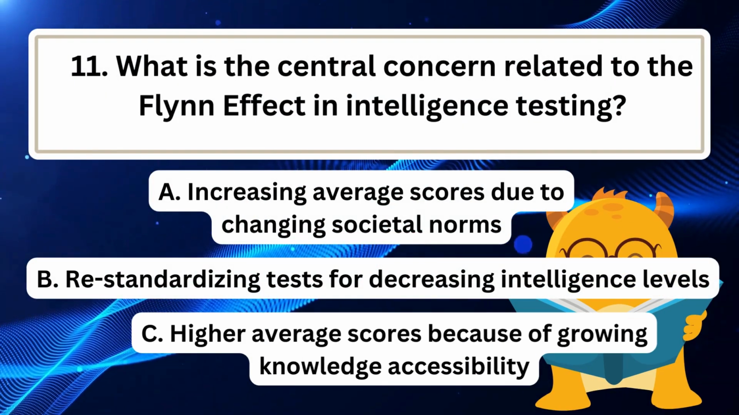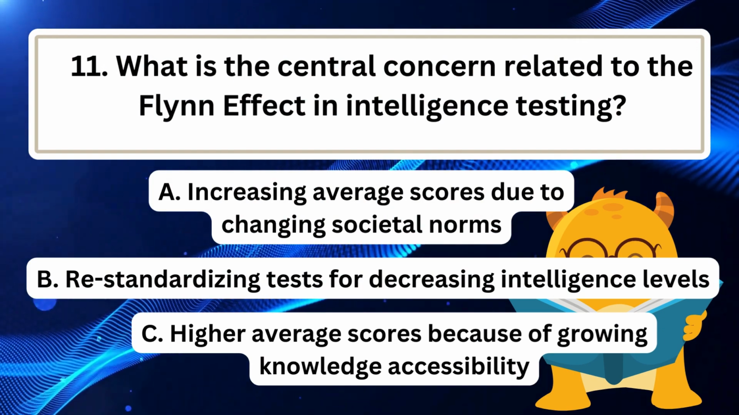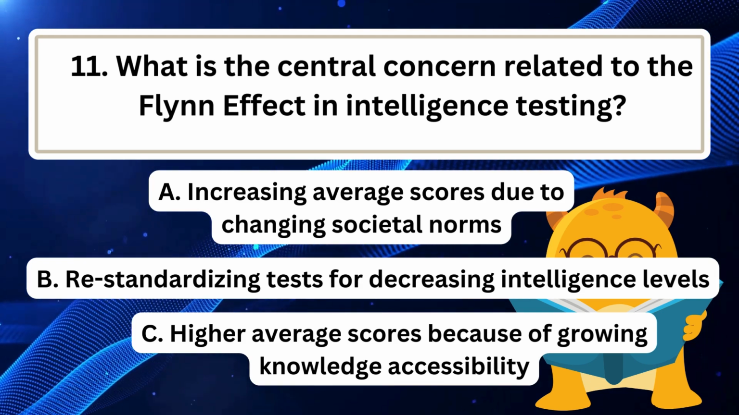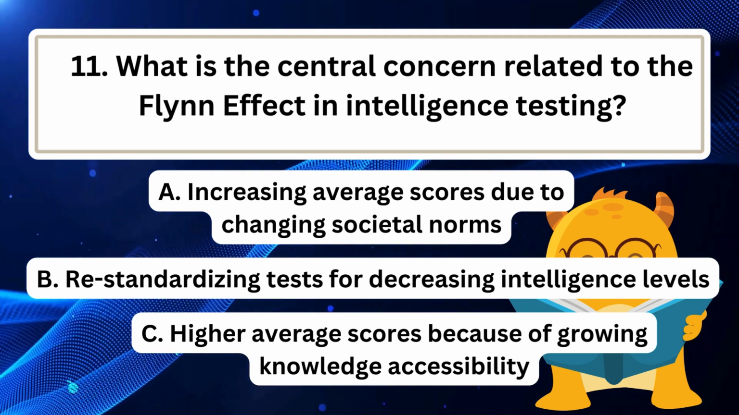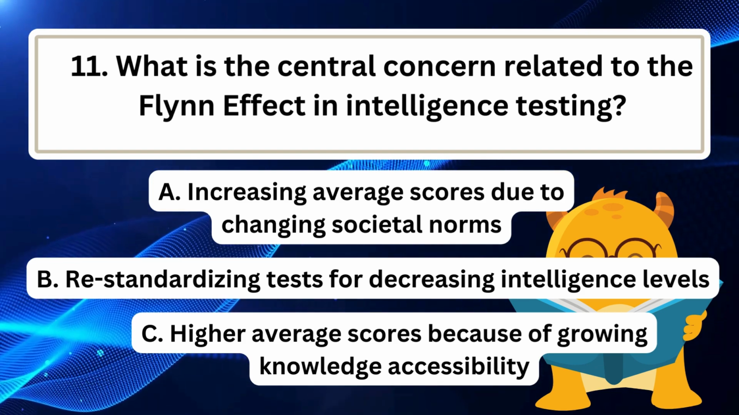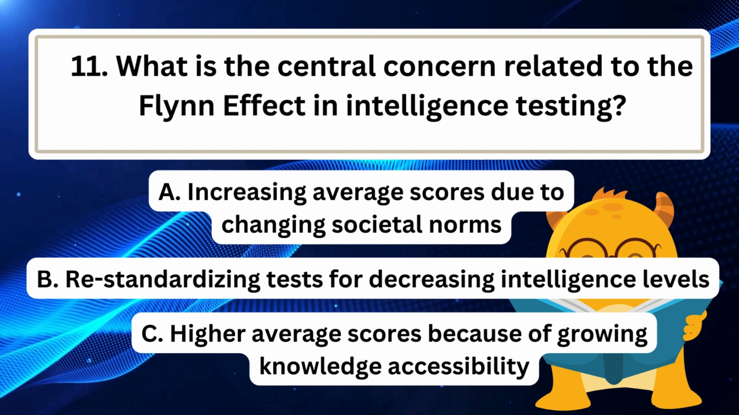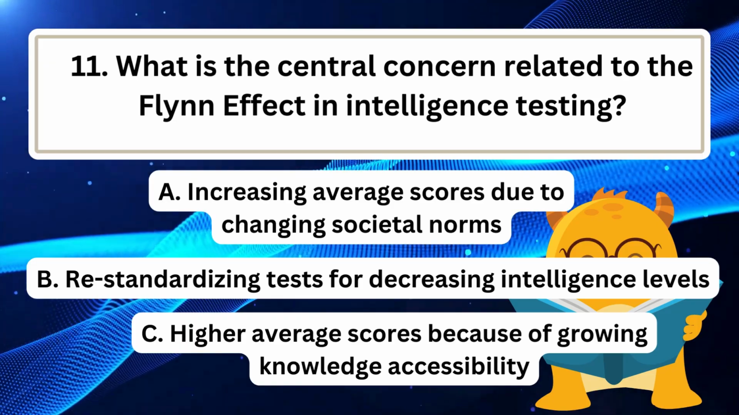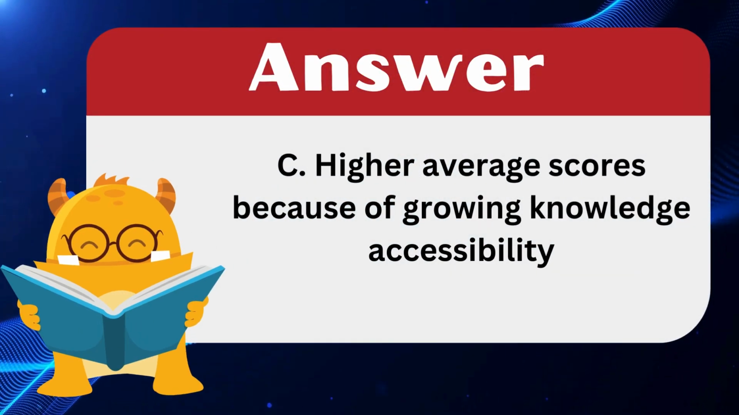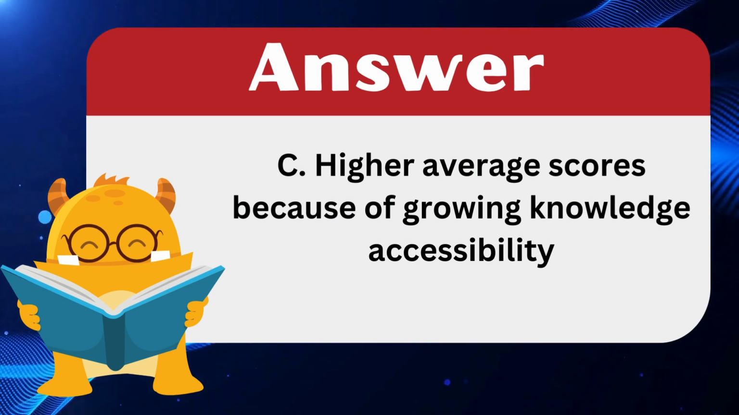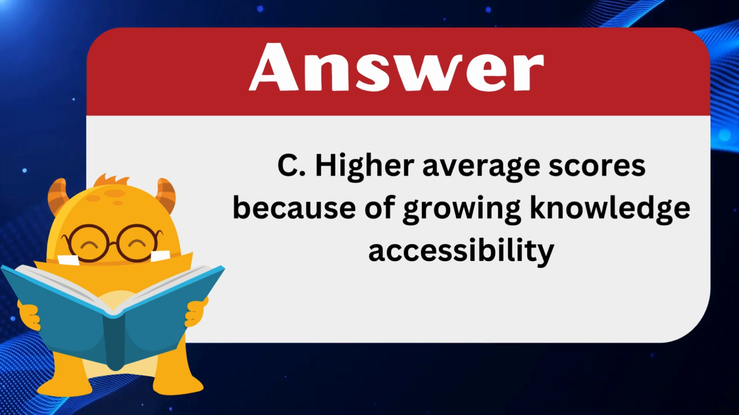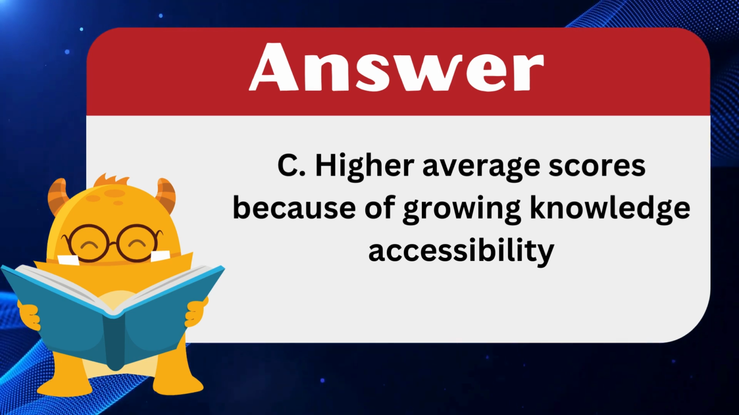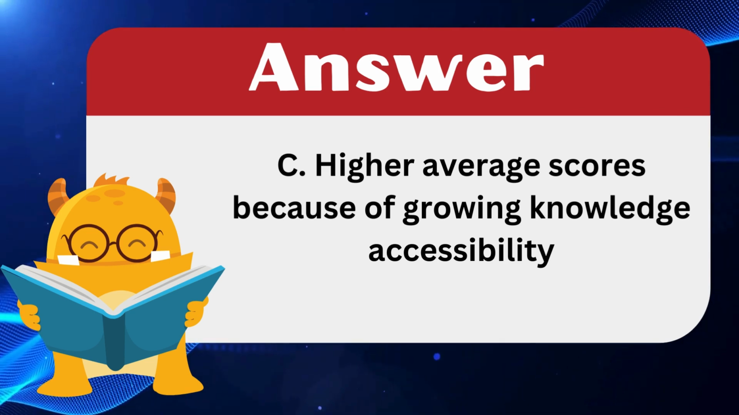11. What is the central concern related to the Flynn effect in intelligence testing? A. Increasing average scores due to changing societal norms. B. Re-standardizing tests for decreasing intelligence levels. C. Higher average scores because of growing knowledge accessibility. C. The Flynn effect suggests that average test scores rise over time due to increasing knowledge accessibility to the general population, warranting re-standardization of tests.